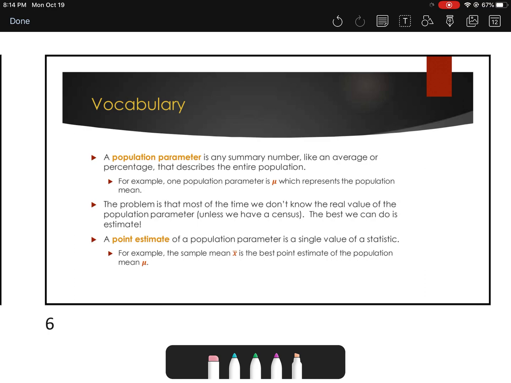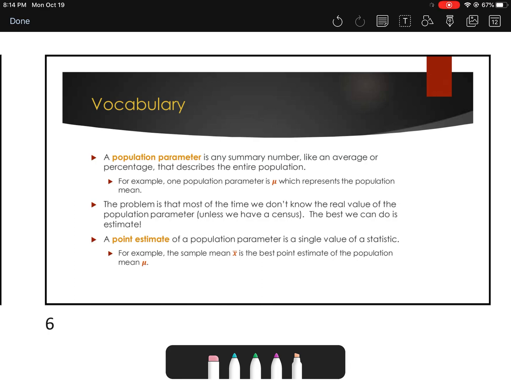Some vocab for you to learn. A population parameter is any summary number, like an average or percentage, that describes the entire population. For example, one population parameter is mu, which represents the population mean. The problem is that most of the time we don't know the real value of the population parameter unless we have a census. So the best we can do is estimate.